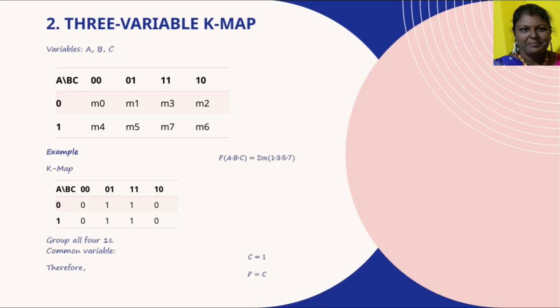Here, we're looking at a three-variable Carnot map, or K-map for short. It's a tool that helps us simplify Boolean expressions by organizing truth values in a grid. The variables A, B, and C are arranged so that only one variable changes between adjacent cells. This layout makes it easier to spot patterns and groupings, which means fewer terms and simpler logic circuits. It's a powerful way to visualize and minimize complex logic functions.